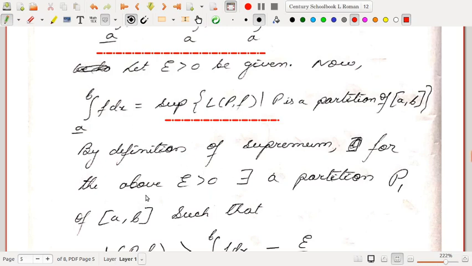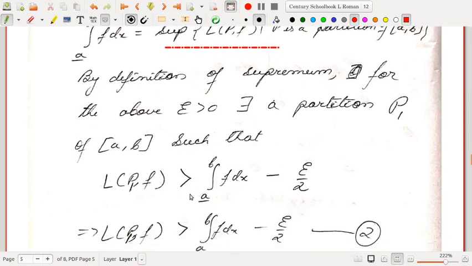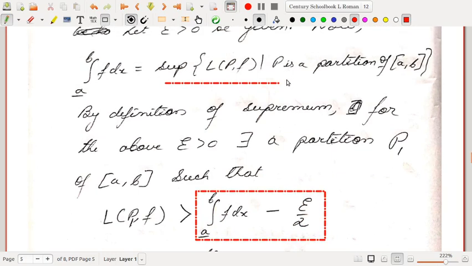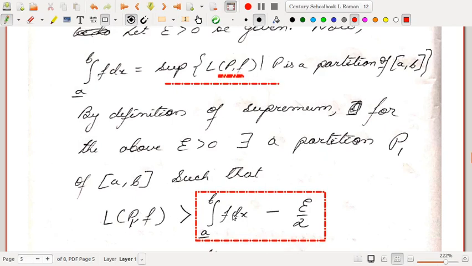So by definition of supremum, for the above epsilon, there exists a partition P1 of [a, b] such that L(P1,f) is strictly greater than the lower integral minus epsilon by 2. This follows from the definition of supremum itself: the lower integral of f dx minus epsilon by 2 cannot be an upper bound of this collection, because the lower integral is the least upper bound. So anything lesser than that cannot be an upper bound. That means there should be an element inside this set which is strictly greater than this particular element. Okay, so that is what we have written.